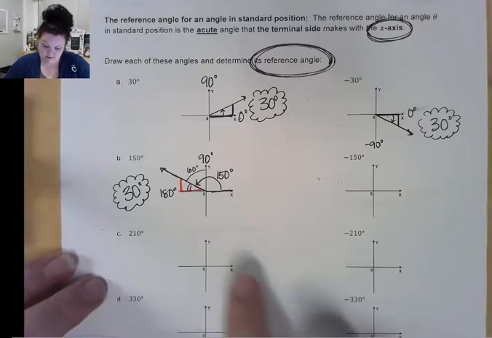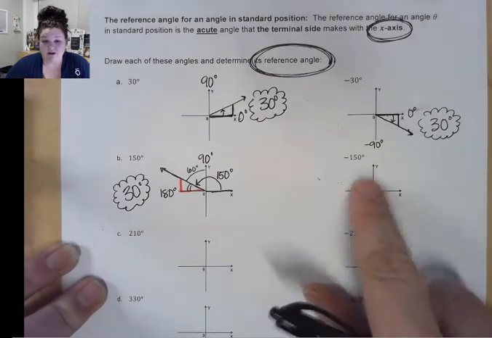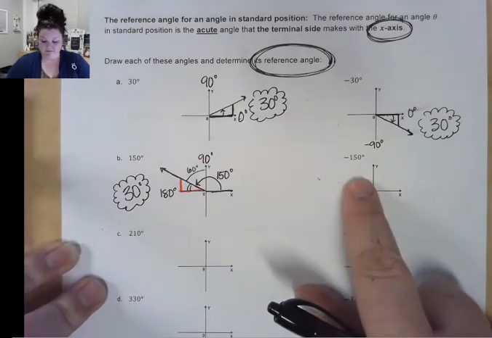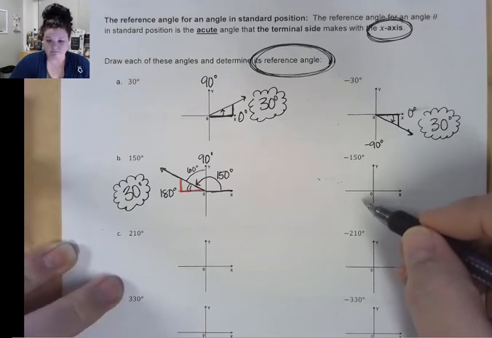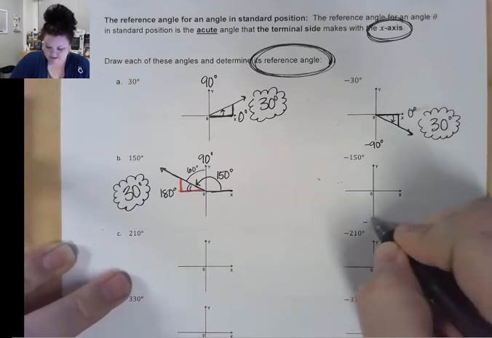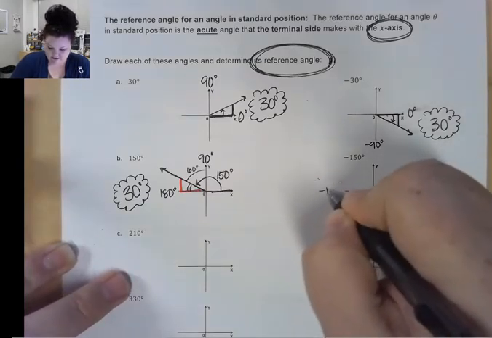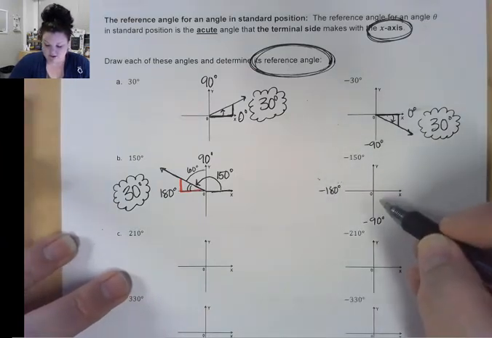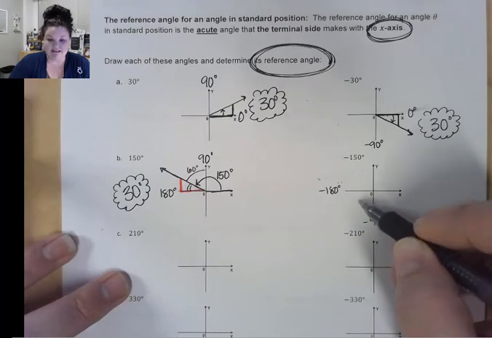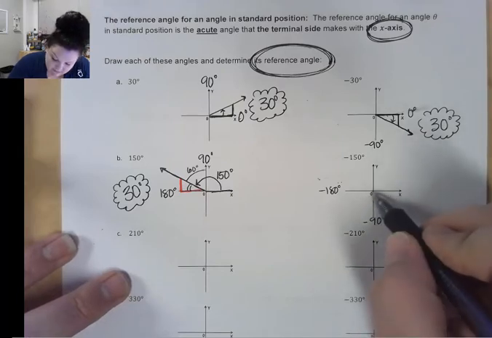All right, so let's look at another one, negative 150. So negative 150 is going to go in the clockwise direction. Same idea. This would be negative 90. This would be negative 180. So again, we're going to go over here and we're going to go 60 degrees past negative 90.